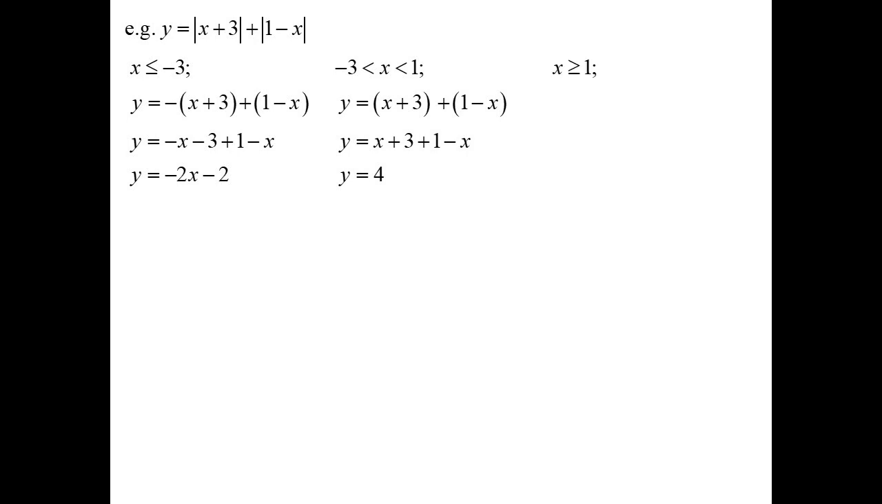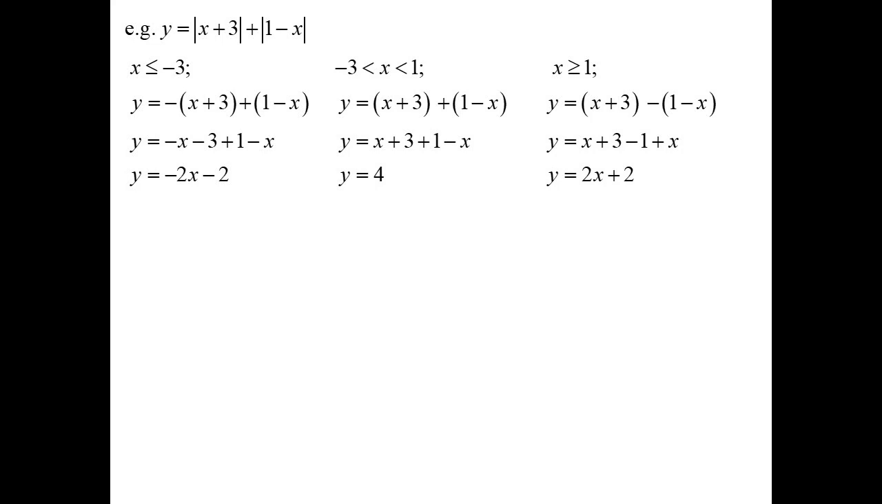Now let's check the right-hand side of 1. Any number you like that's bigger than 1. 2, very good, okay, good. 2 plus 3 is 5, so we'll just have x plus 3. 1 minus 2 is negative 1, so we want the negative of 1 minus x. That one turns out to be 2x plus 2.